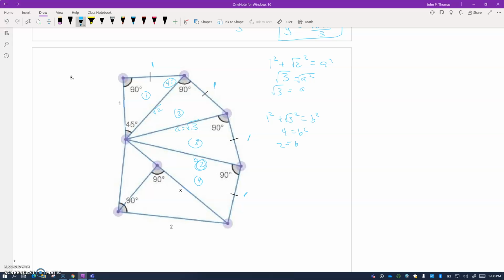I've got sides of 2 and 1, so I've got 1 squared plus 2 squared equals, I'll call it X right now. So, can't call it X because X is already used, so I'm going to call it C. All right, and C is going to be the full length of this side. All right, so I've got 1 squared plus 2 squared equals C squared. That's 5 equals C squared. C equals root 5.